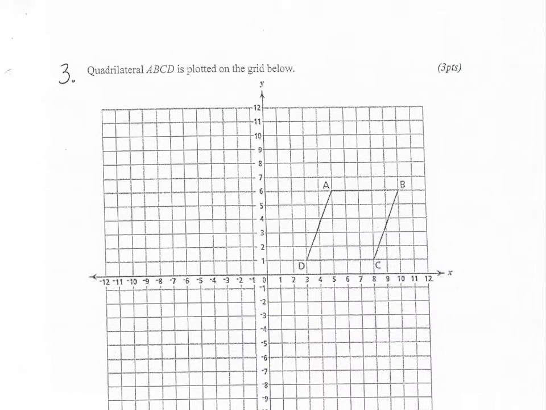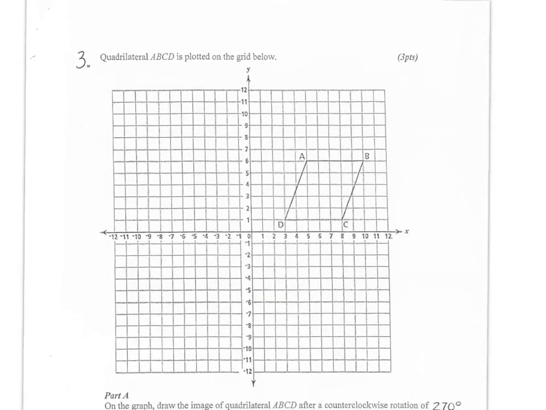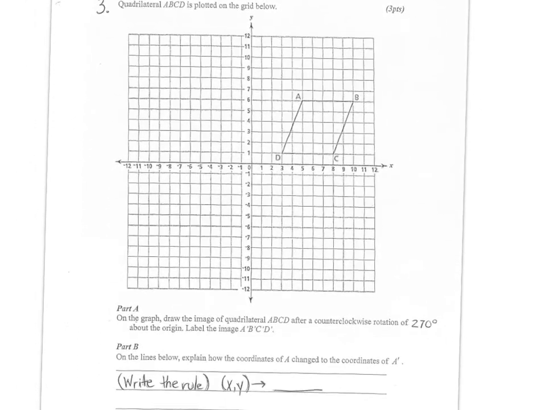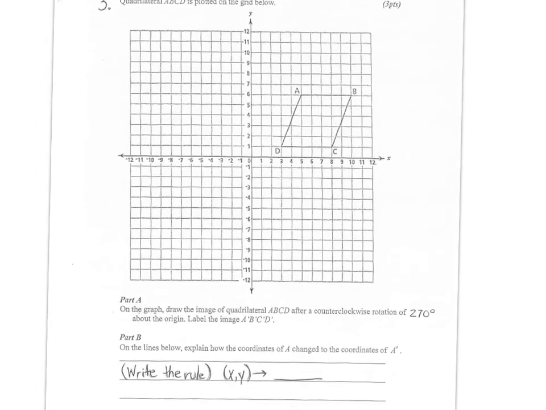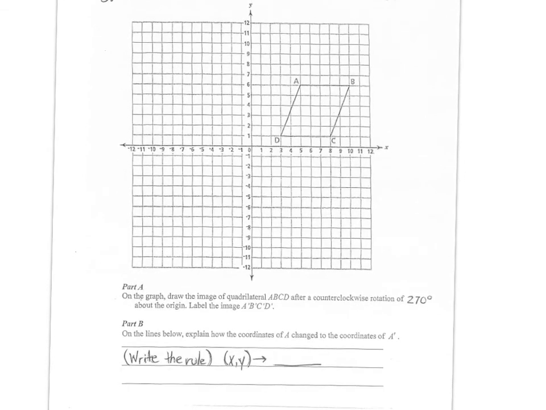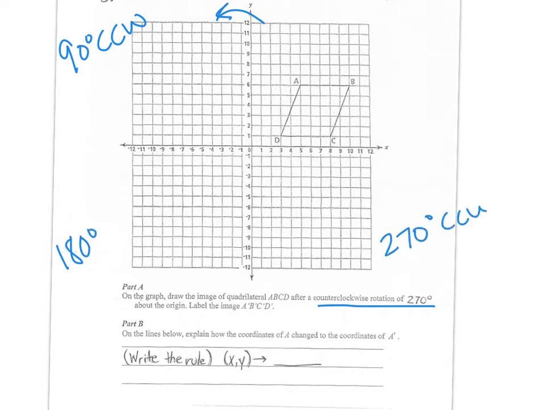Okay. Number 3 says quadrilateral ABCD is plotted on the grid below. I'm going to scoot this so we can see everything. On the graph, draw the image of the quadrilateral ABCD after a counterclockwise rotation of 270 degrees. So the first thing I would suggest doing is to write your rules. So you know if you're going counterclockwise, you're going this direction. So this would be your 90 degrees counterclockwise. This is your 180 degrees, and then this would be your 270 degrees counterclockwise.